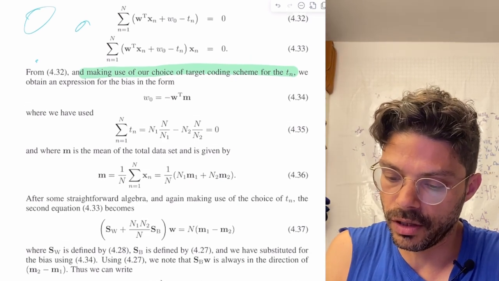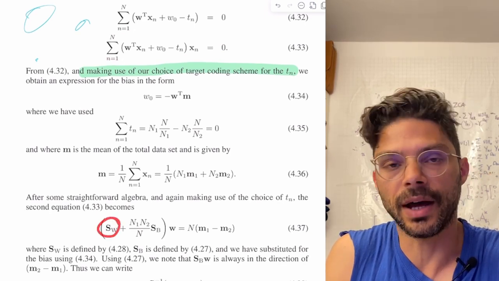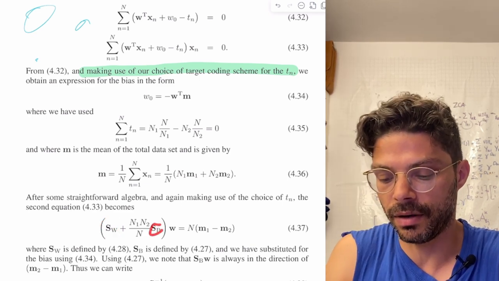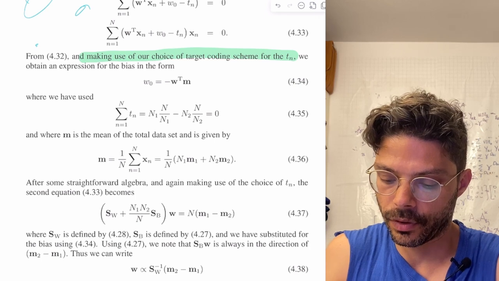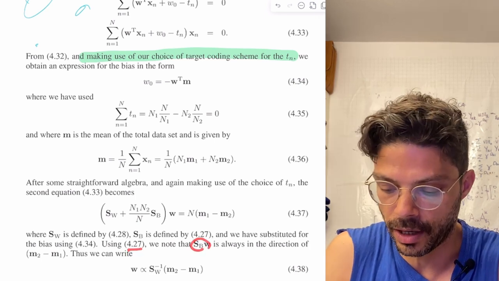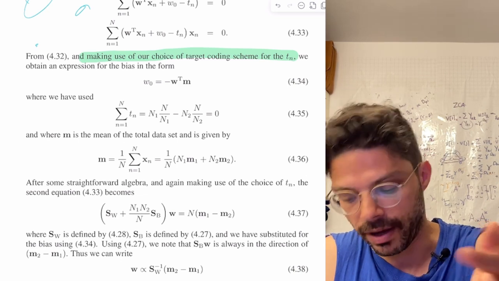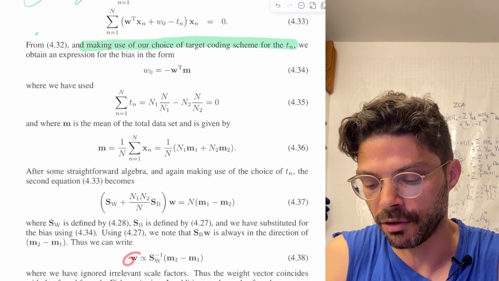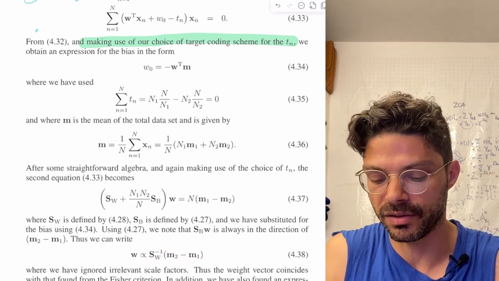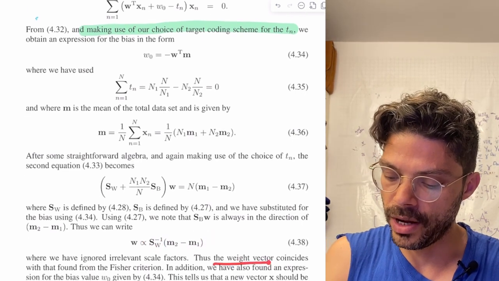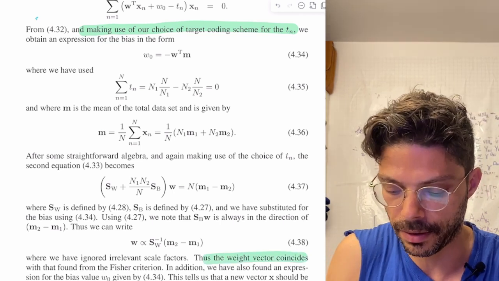The second equation, the equation for w, ends up being related to the within-class variance that we computed before and the between-class variance, and it's proportional to the difference in the class means. Just like before, we note that this product is always in the direction of the interclass mean vector. So w is always proportional to the inverse of the within-class covariance times the difference of the class means. This is exactly what we had before. Thus the weight vector coincides with that found from the Fisher criterion. That's the main thing.